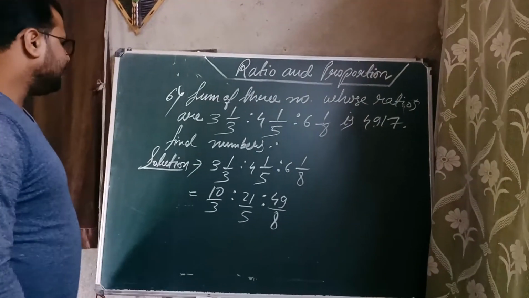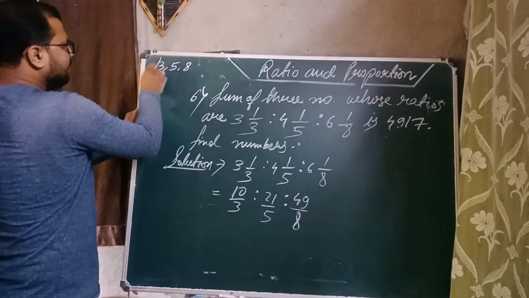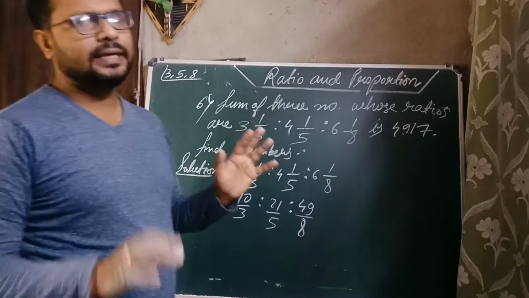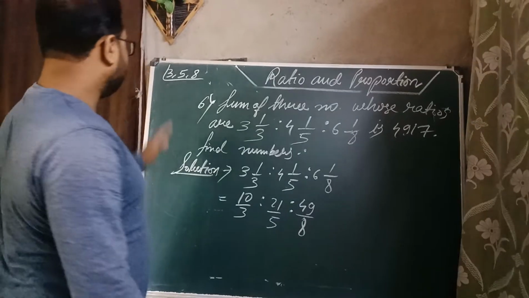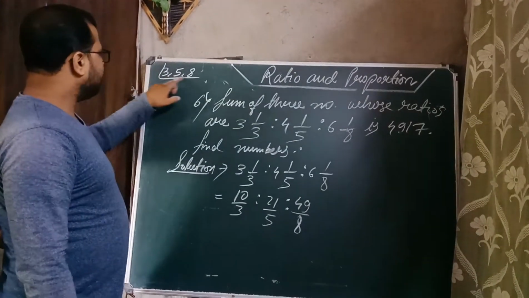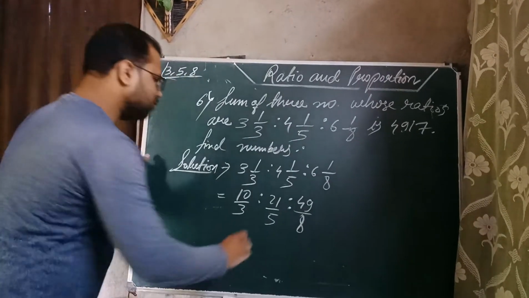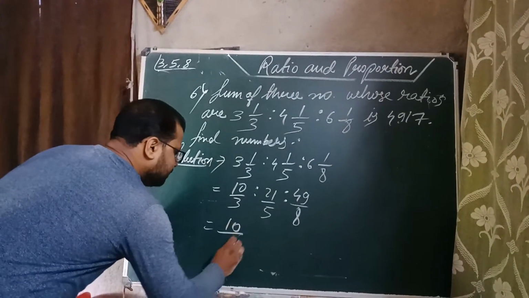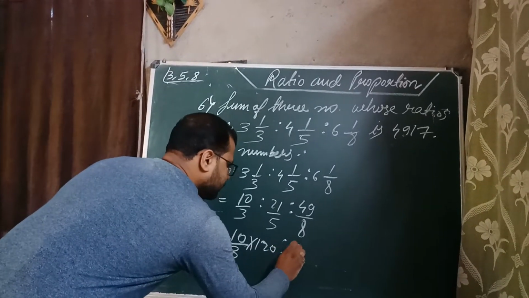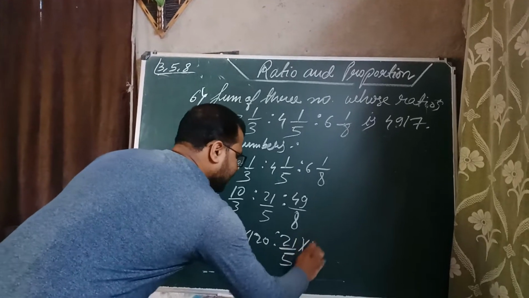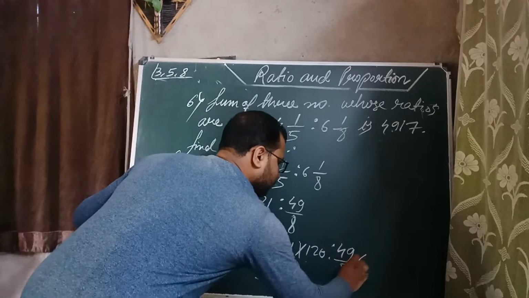Okay. Now the LCM will be taken of 3, 5 and 8. I am telling you this because if you get confused, then you can use the prime factorization method. All are different numbers, so we don't need to divide. 3 5s are 15, 15 8s are 120. So we have to multiply with 120. 10 by 3 into 120, 21 by 5 into 120, 49 by 8 into 120.